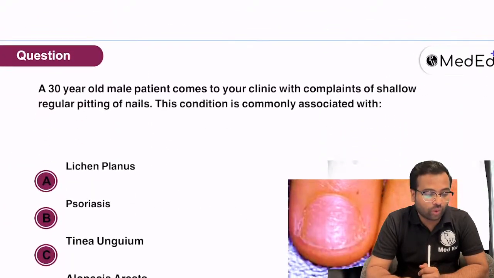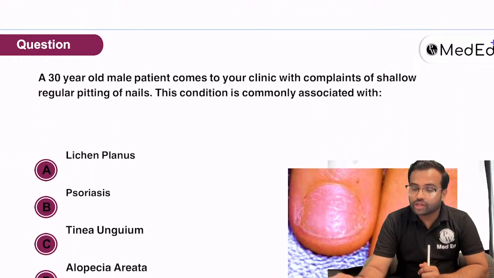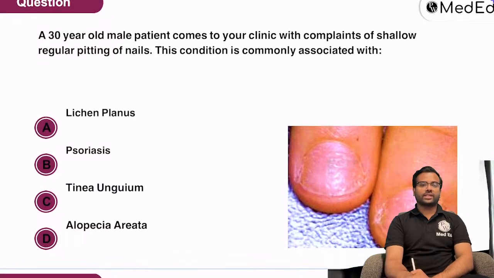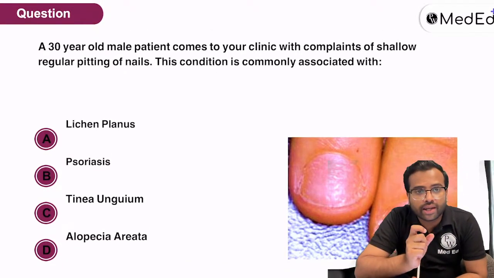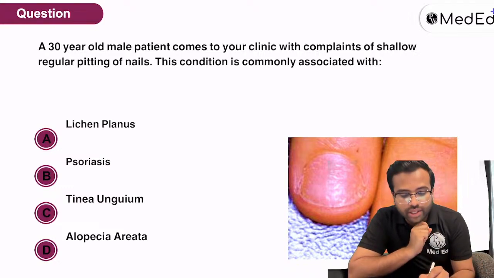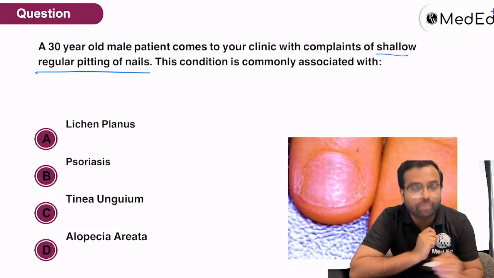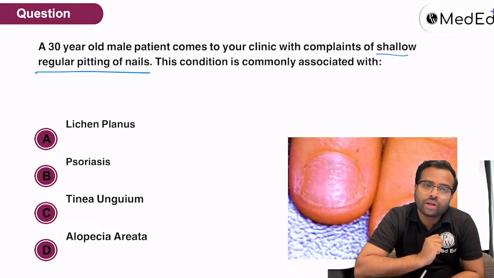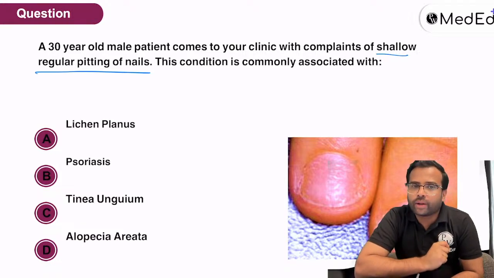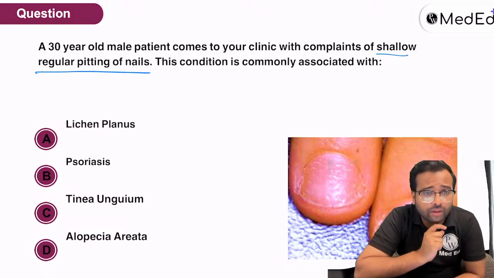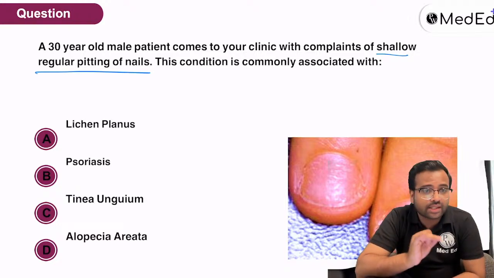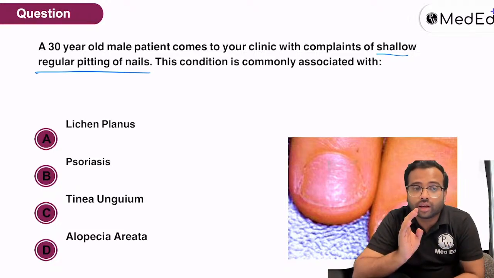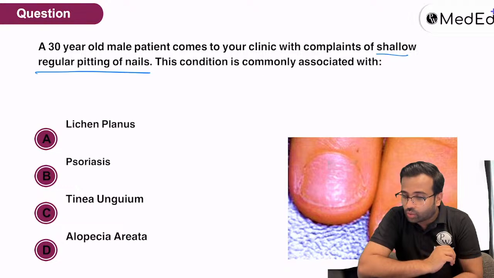Amazing. So now moving to the next question. In this next question, you can see that a 30-year-old patient comes to your clinic with complaints of shallow, regular pitting of the nails. This condition is commonly associated with which of these? Options are lichen planus, psoriasis, tinea unguium, alopecia areata. So what is the right answer here?